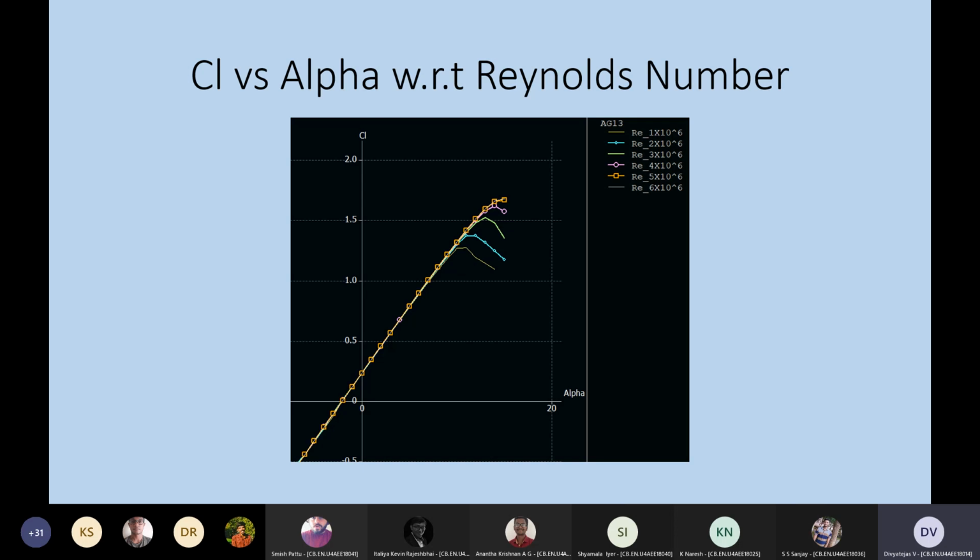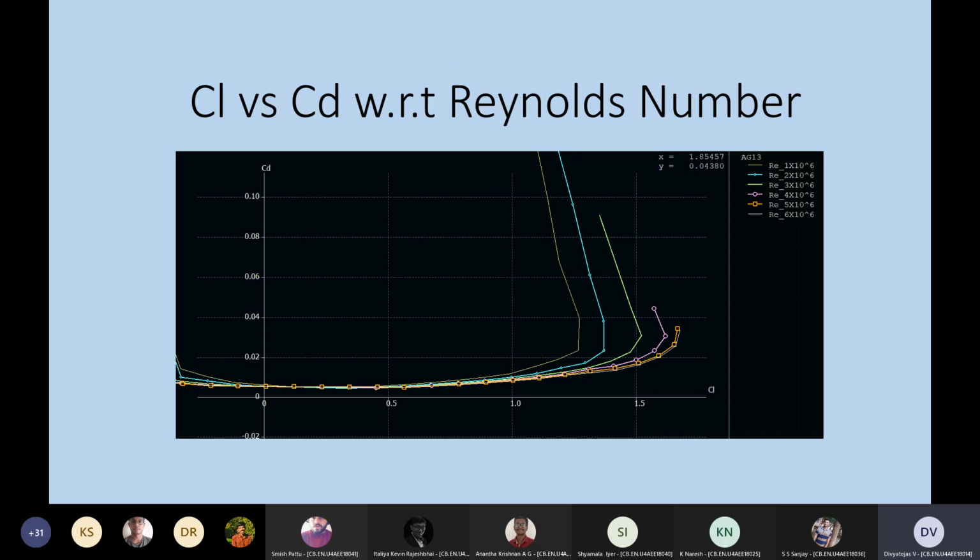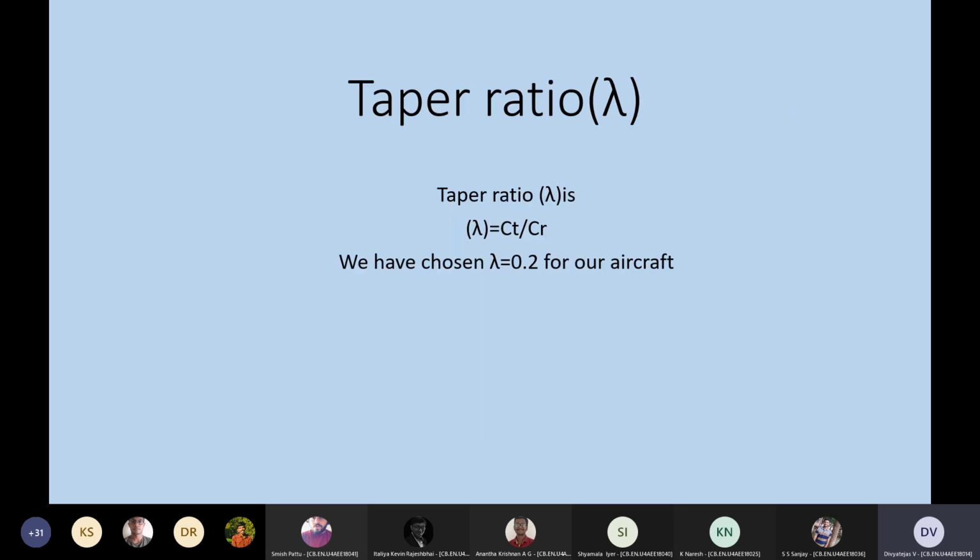This is the CL versus alpha graph, and we have plotted it for around 6 different Reynolds numbers. And then this is the CL versus CD graph with respect to Reynolds number. And then we considered our taper ratio as 0.2.